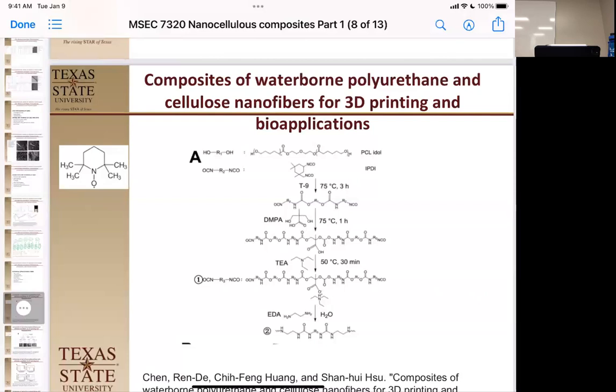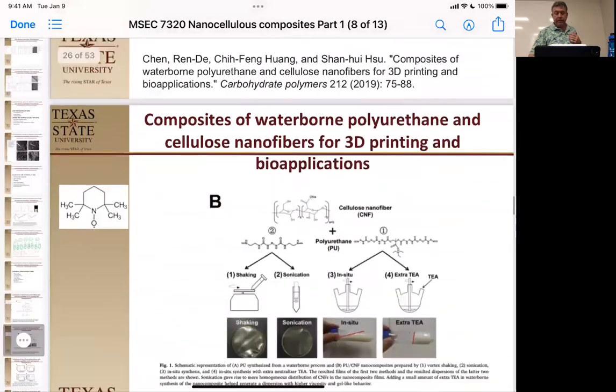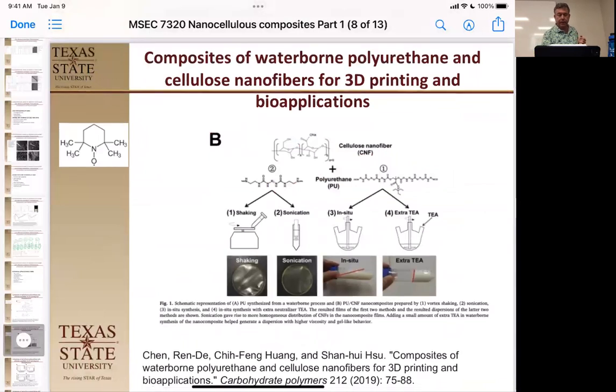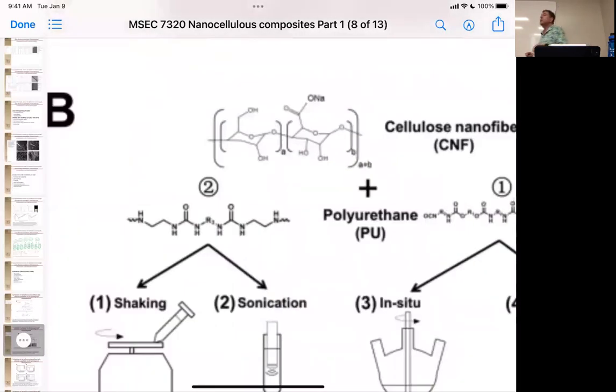And so they kind of made their own polyurethane that was in water. And then they got it to a certain point, and then they added the nanocellulose to the system. Now, what they're doing for this is they're actually trying to get our nanocellulose fibers here to act as a structural support for the very flexible polyurethane.